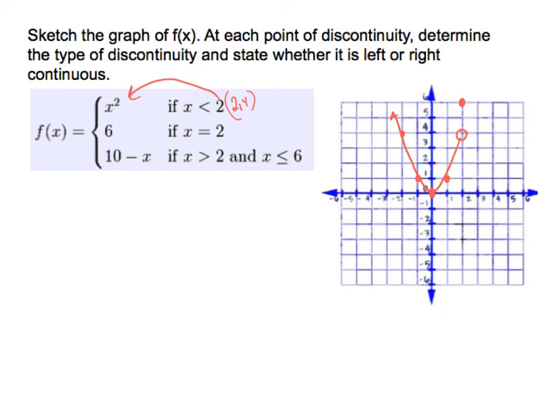And then between 2 and 6, I follow the line of 10 minus x. So my endpoints, if I take 2 and input it into 10 minus x, I would have 2, 8. Open circle there. If I take 6 and put it in there, I have 6, 4. Closed circle there.